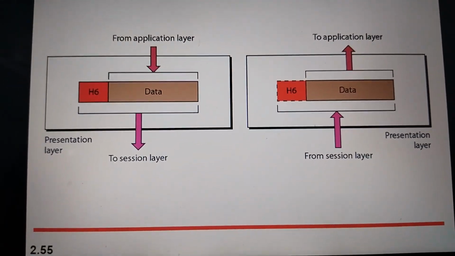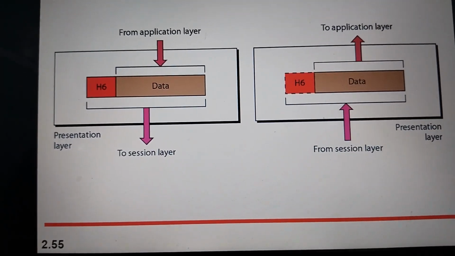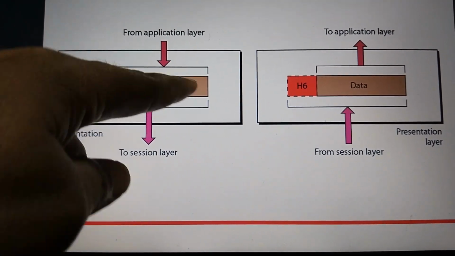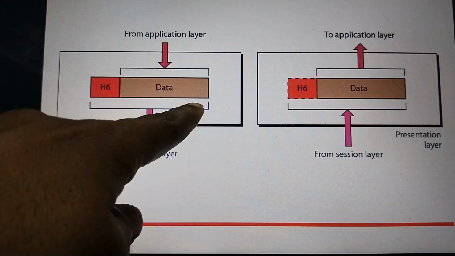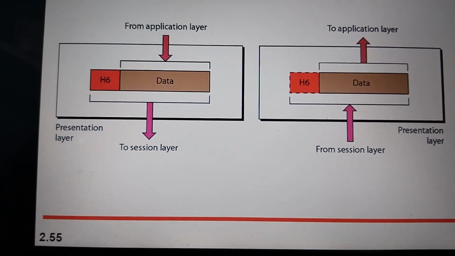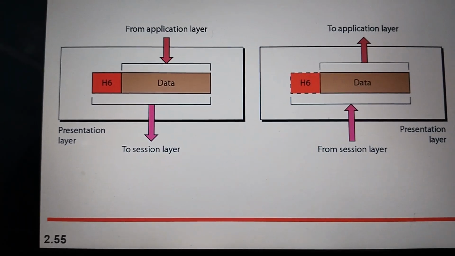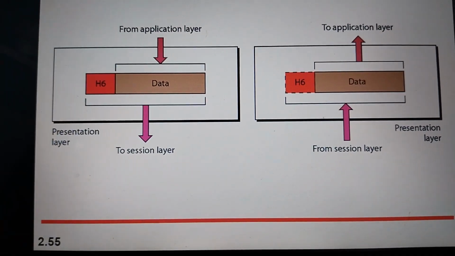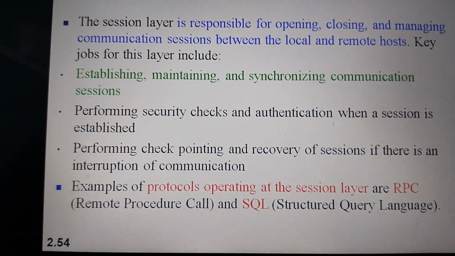Okay, this is the presentation layer. Here is how the data comes from the application layer to the presentation layer. In the presentation layer, the data looks like this: D is the data part, and H is the header part. After completion of the presentation layer, the data goes to the session layer. What is the next layer? It is the session layer. And what is the duty of the session layer?